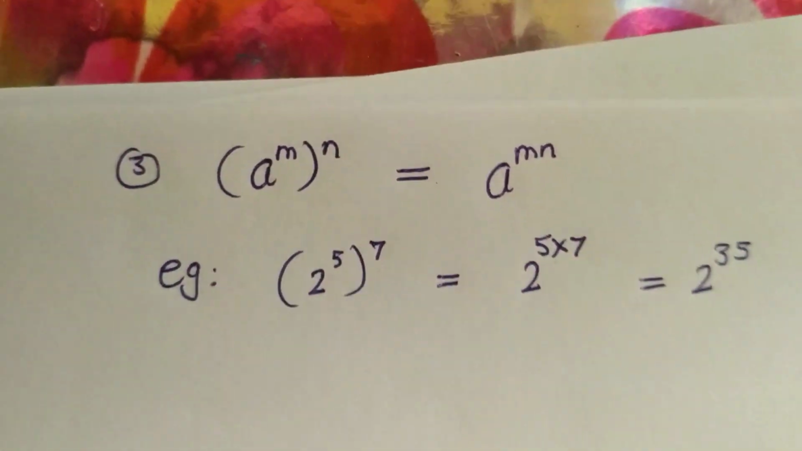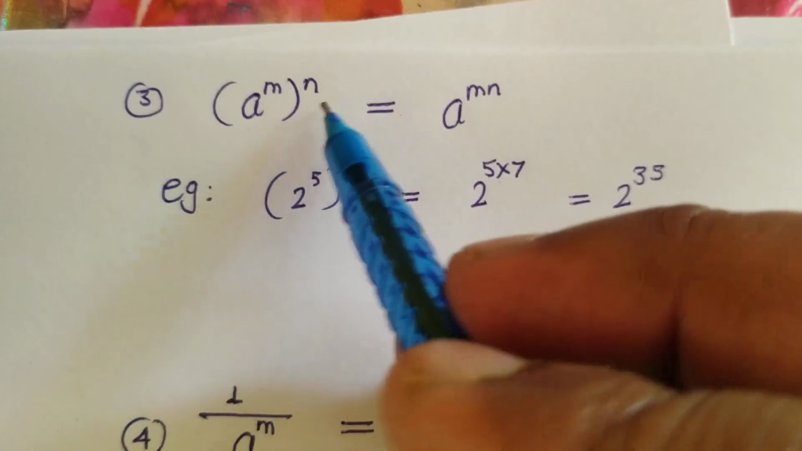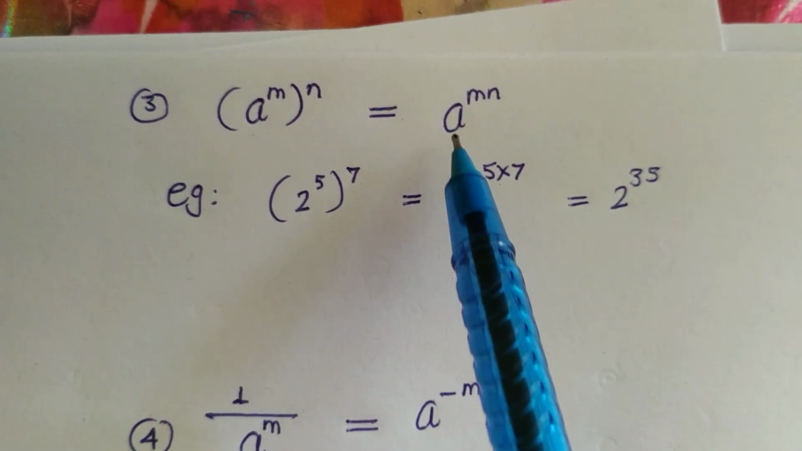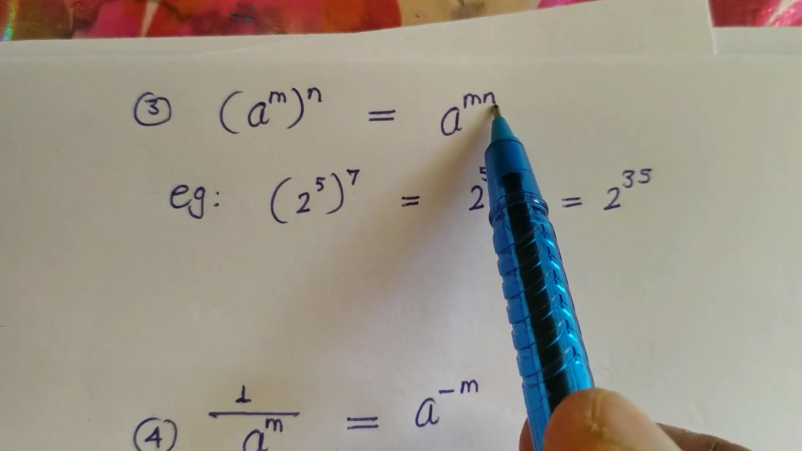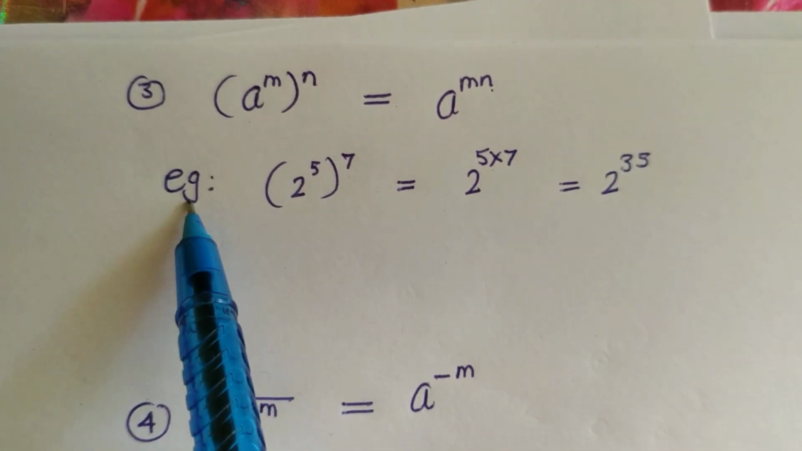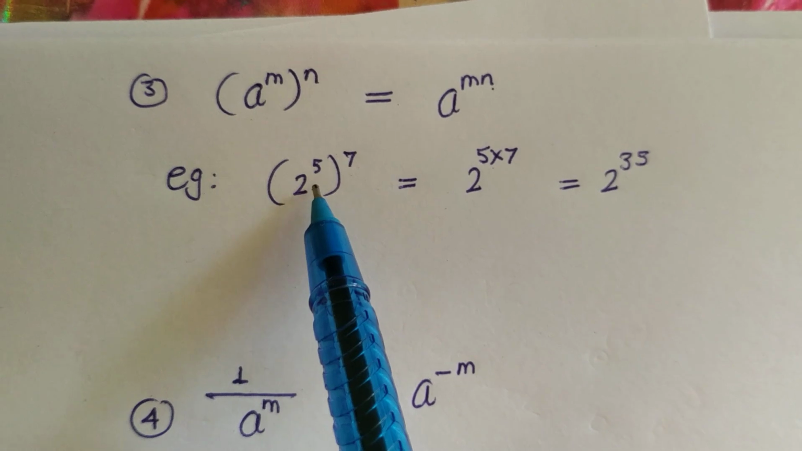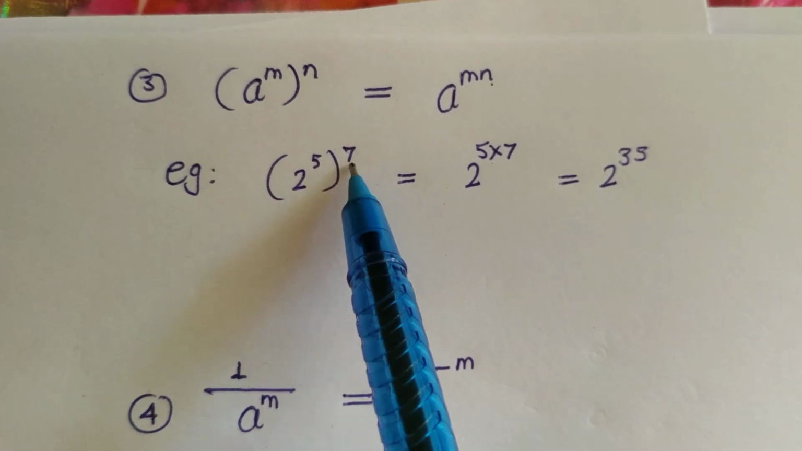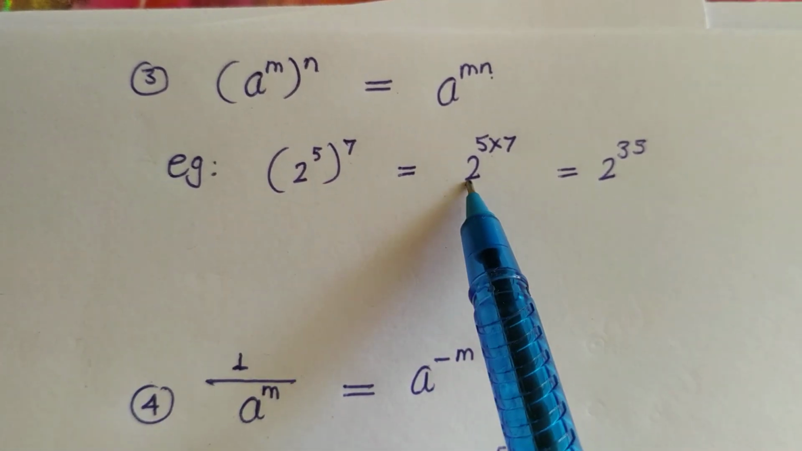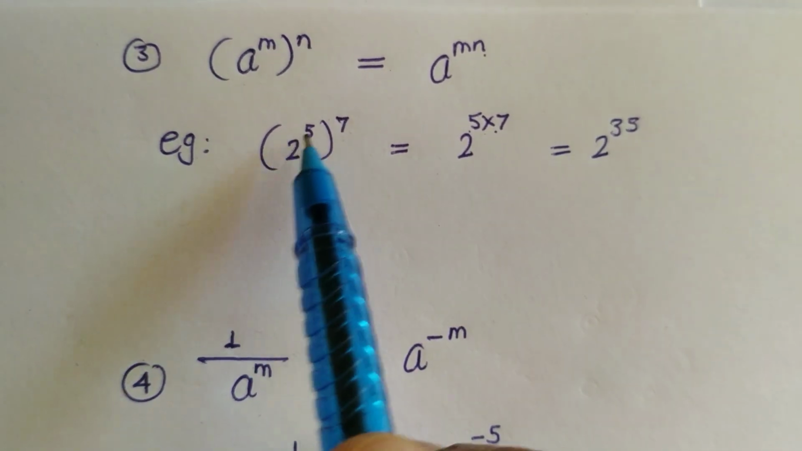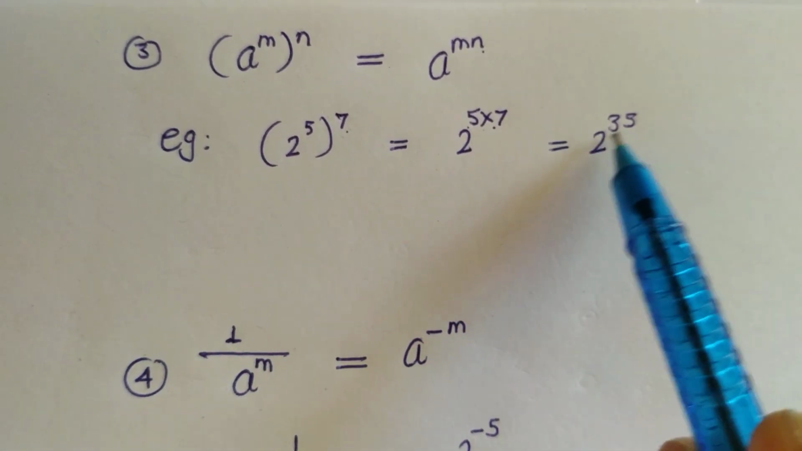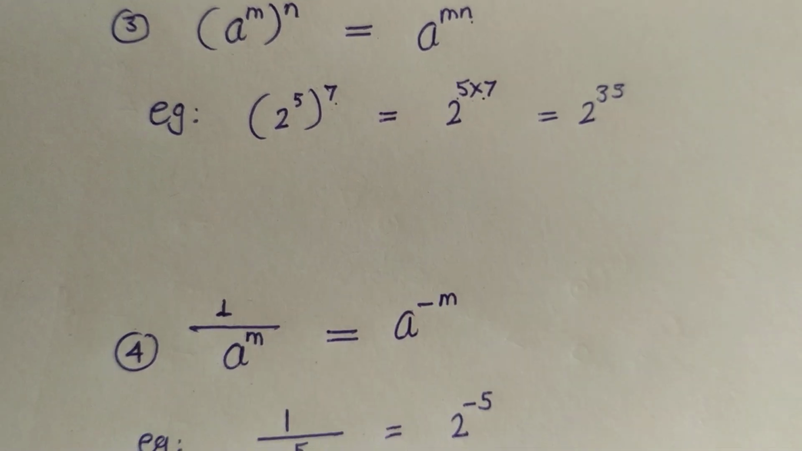Next is a to the power m whole to the power n. Then this is equal to a to the power m multiply n. For example, 2 to the power 5 whole to the power 7 is equal to 2 to the power 5 multiply 7, 5 multiply 7, and 5 sevens are 35.